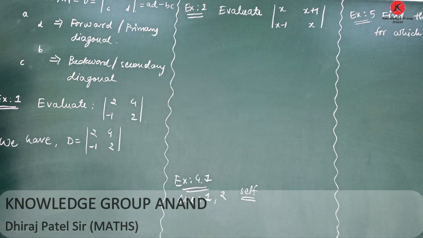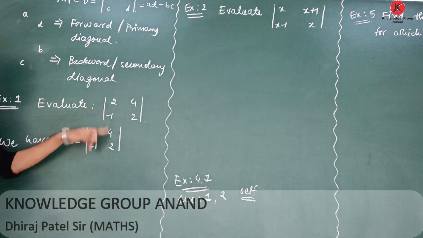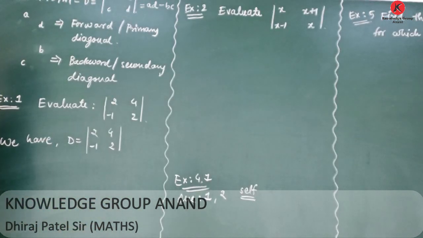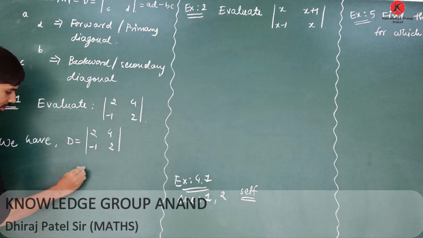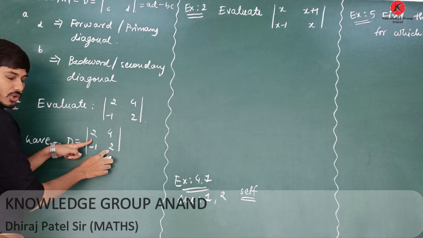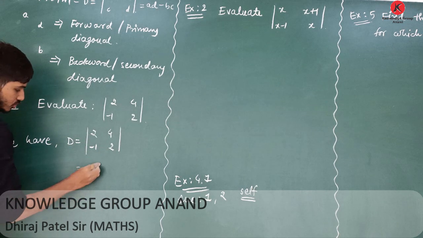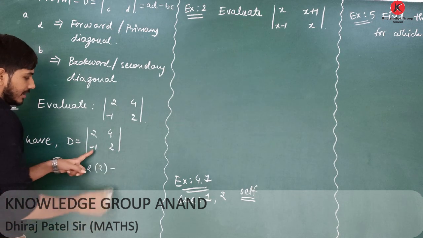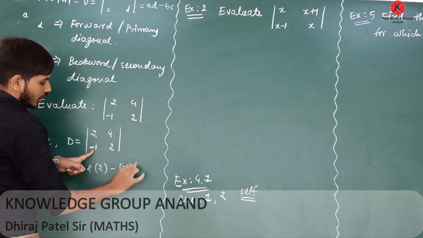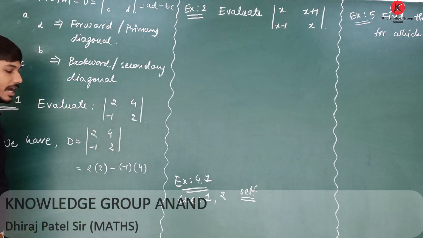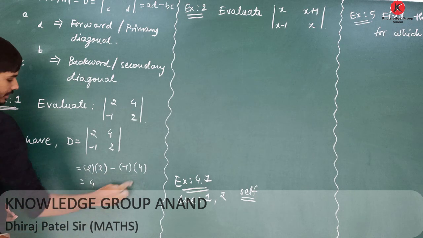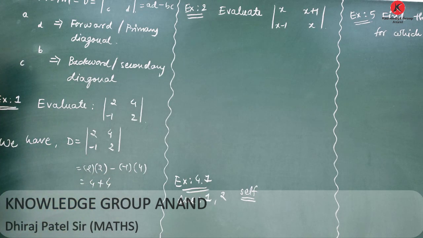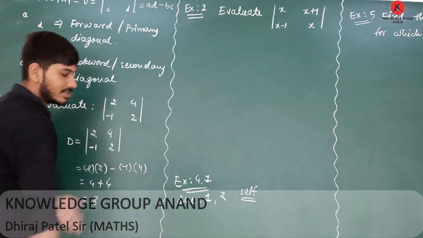The first example is: evaluate the determinant | 2 4; -1 2 |. How can we evaluate this determinant? So we know that the multiplication of elements of forward diagonals means 2 into 2, minus multiplication of elements of backward diagonal. Therefore, we are getting 2 times 2 minus 4 times (-1), that means plus 4, which is equal to 8. This is a simple question.